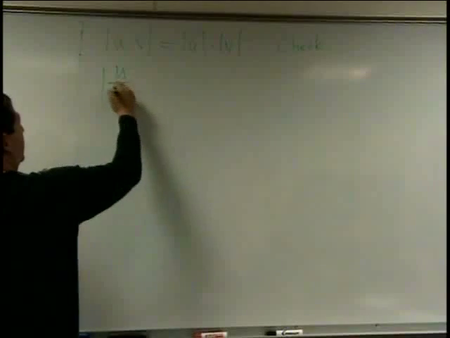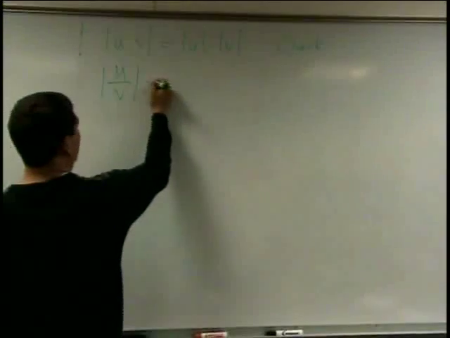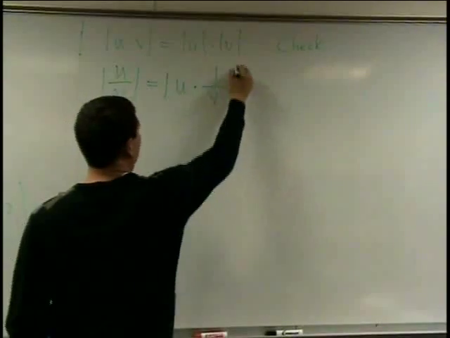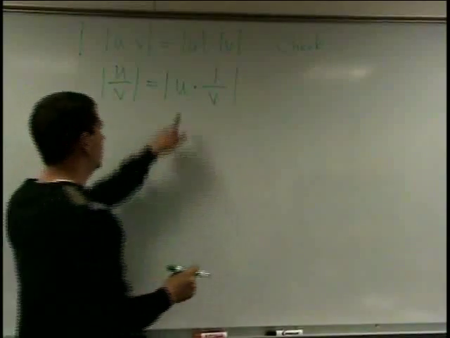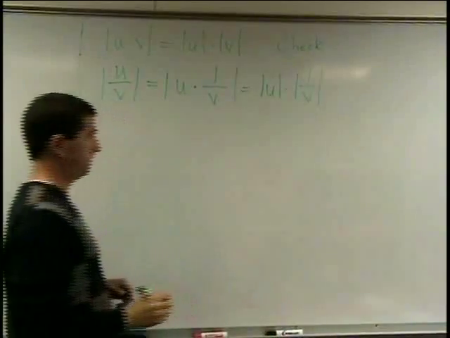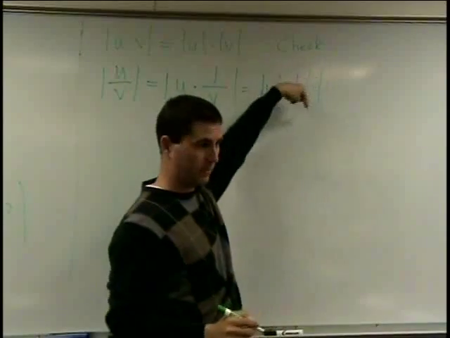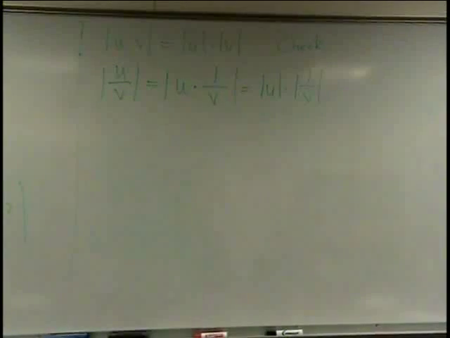What if I want to do u divided by v? Well, I write this as u times 1 divided by v. And then I break this up as u times 1 over v. So now I've reduced it. I only need to figure out what this bit is. Okay, but I know what 1 over v is, right? It's just the complex conjugate of v over the norm of v squared.